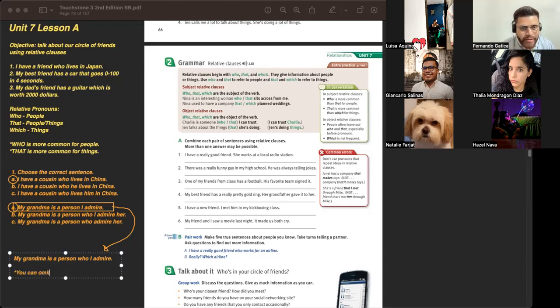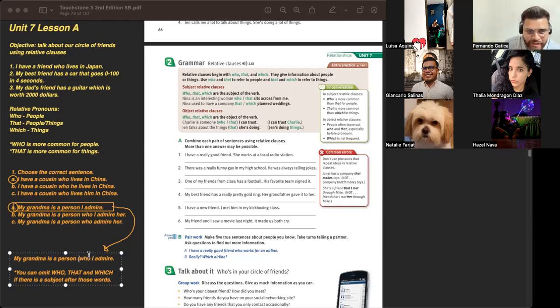You can omit who, that, and which if there is a subject after them or after those words. Pueden omitir who, that, y which si hay un sujeto después de esas palabras. En este caso, después de who, está I. I es un sujeto. Entonces, tengo la opción de omitir la palabra.